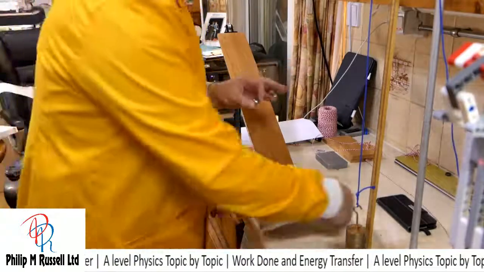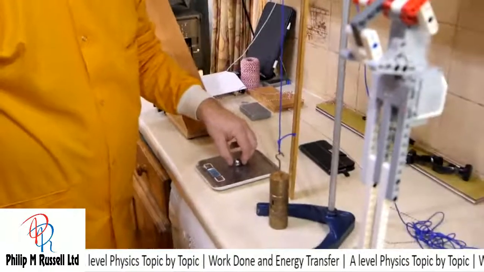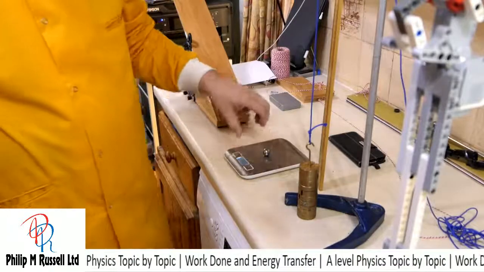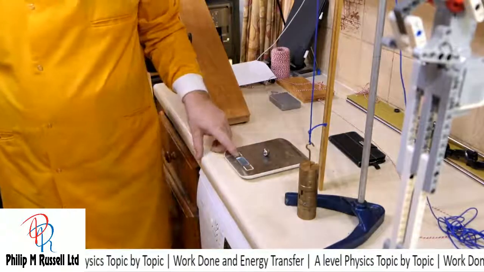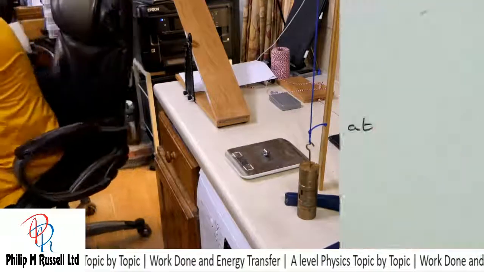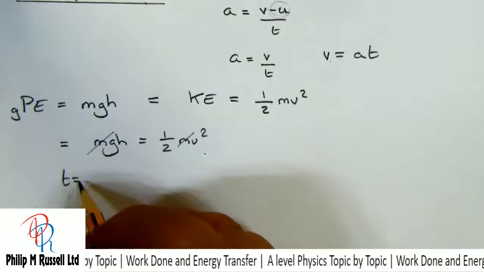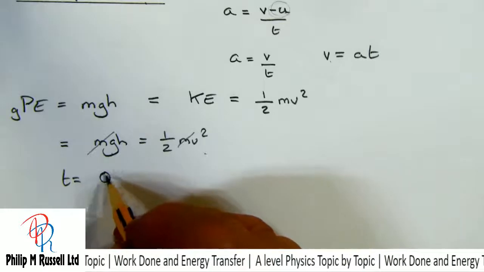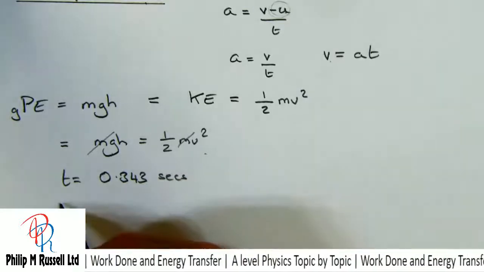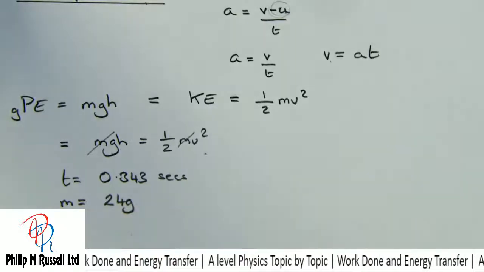It's a little bit lethal around here. Let's see what we can do. 24 grams. Right, so let's go back to what we had. We've got a time of 0.343 seconds, and we know the mass is 24 grams.